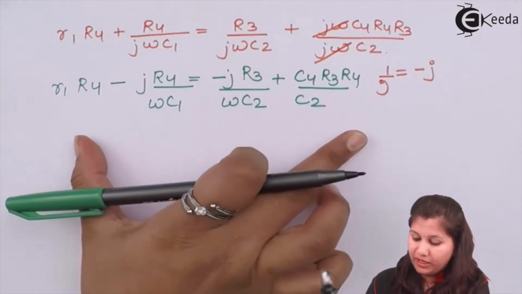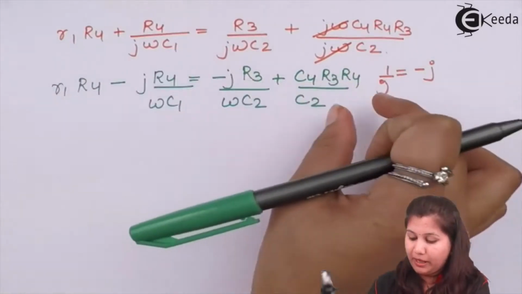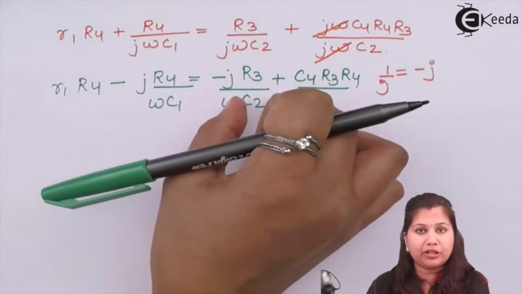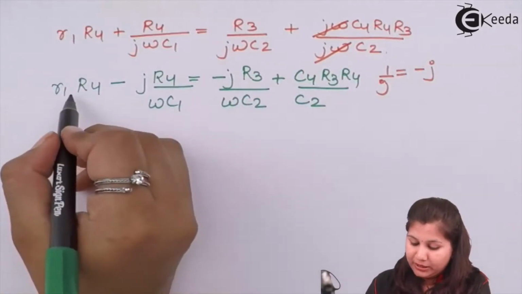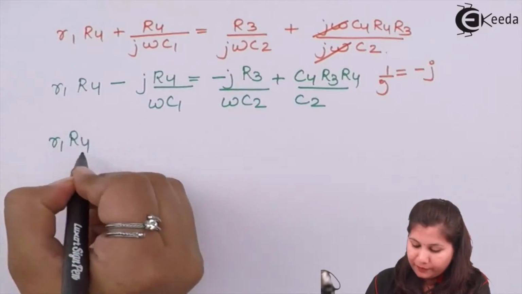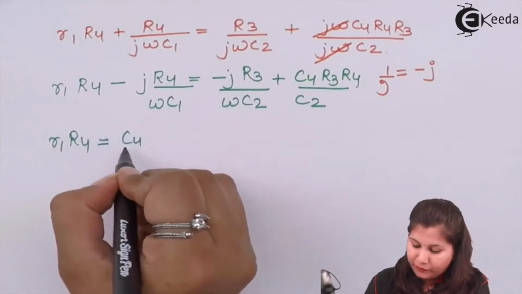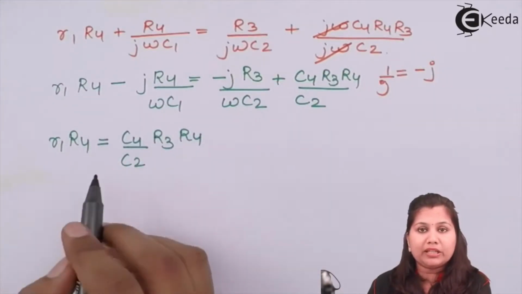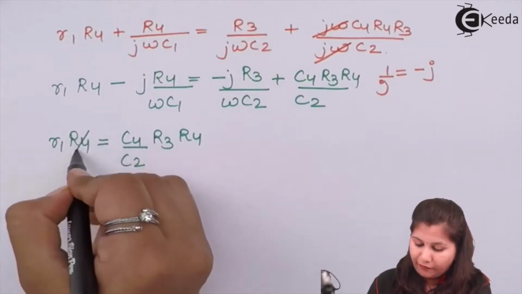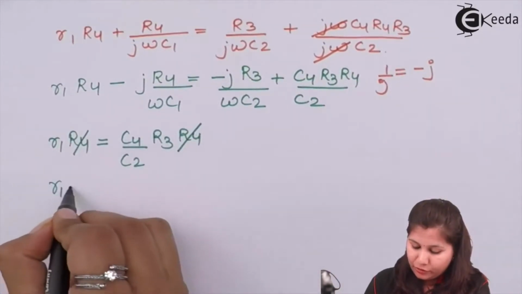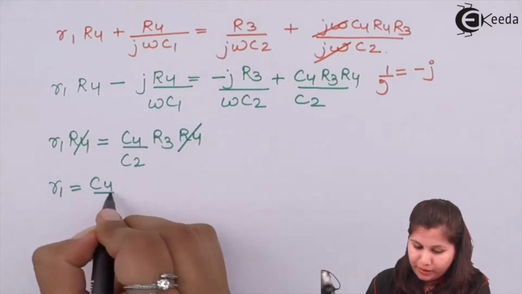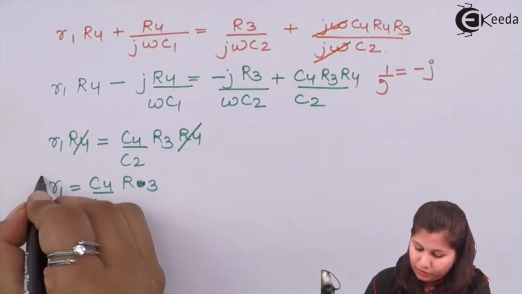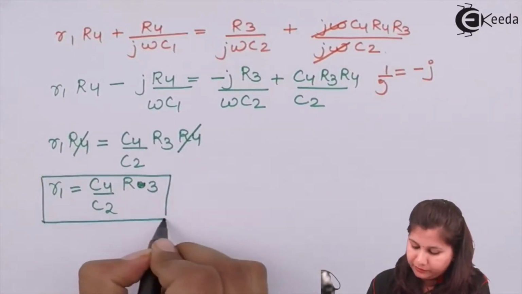Now in this equation we are having imaginary terms and real part terms. So we are going to equate the real parts and the imaginary parts of the equation separately. This is the real part R1 R4, and this is also a real part, C4 upon C2 R3 R4. When we equate the real parts, R4 and R4 will be cancelled. So the value of small r1 will be C4 by C2 multiplied with R3. This is the value of small r1.